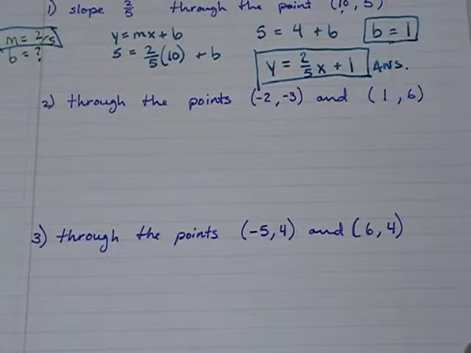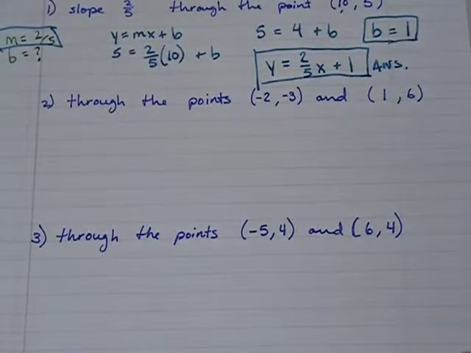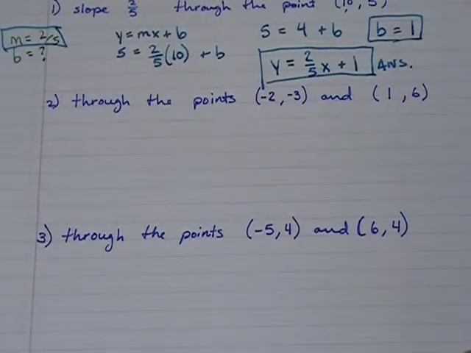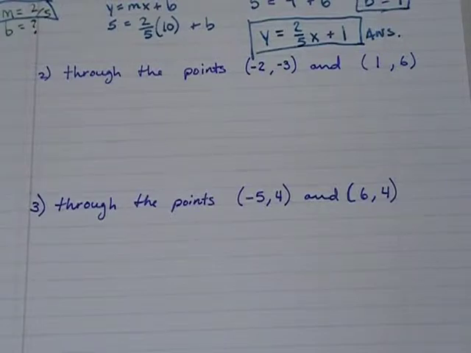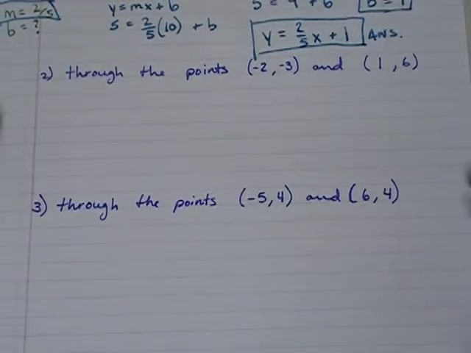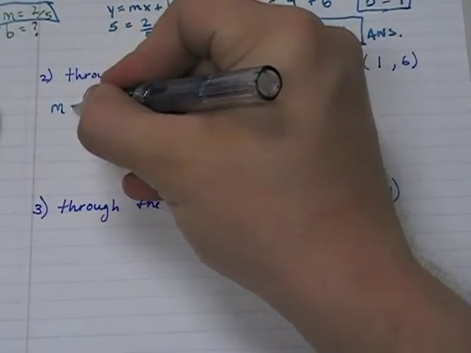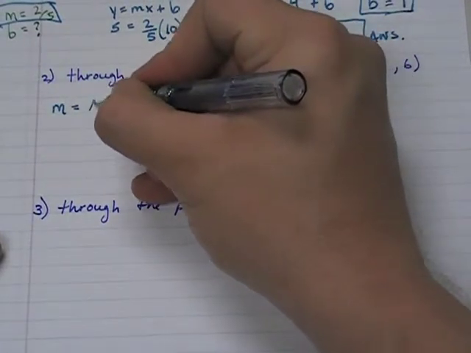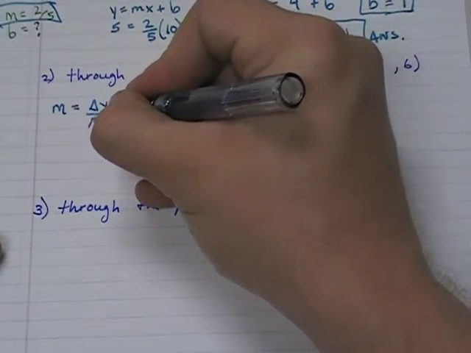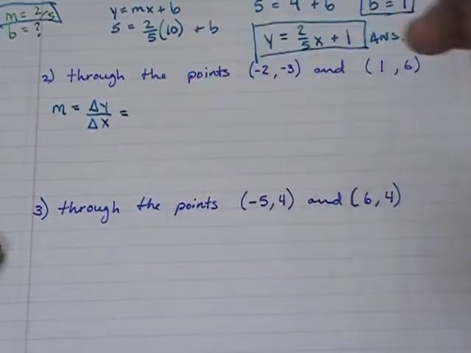Now, we have a second one here. They give you the points -2, -3, and 1 comma 6. Again, you're looking for 2 things. You're looking for m and you're looking for b. This time, they didn't give you either one. They didn't give you m, they didn't give you b. Okay, so we have to find them both. Well, we start with m. M is rise over run, or change in y over change in x.